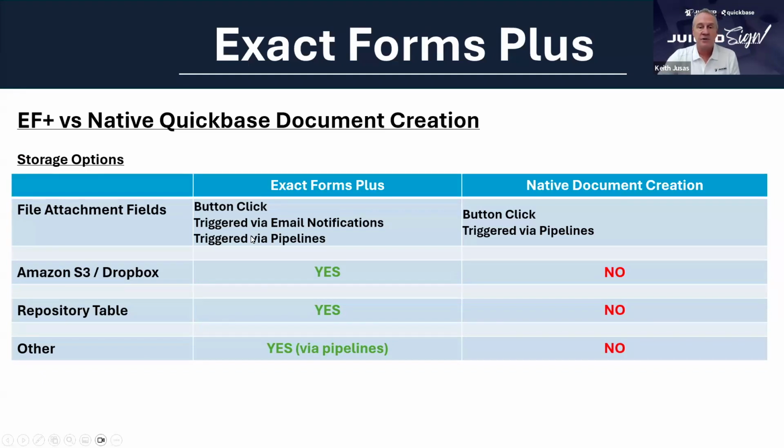Exact Forms Plus can save files to a couple of different storage facilities, obviously file attachment fields native to Quickbase. We can store to Dropbox or Amazon S3, and we can store in repository tables. So let's say you have a quotes table and you have a documents table. We allow you to take that document for the quote and store it into a repository table. And if there were any other storage facilities that you wanted to use, you can certainly use pipelines to do that, as well as with document templates. There are ways to save, but you've got to get into pipelines to do it. So it's not a native feature of native document templates to save to a file attachment field. I don't know if that's going to change. That might change, but right now it's not available.